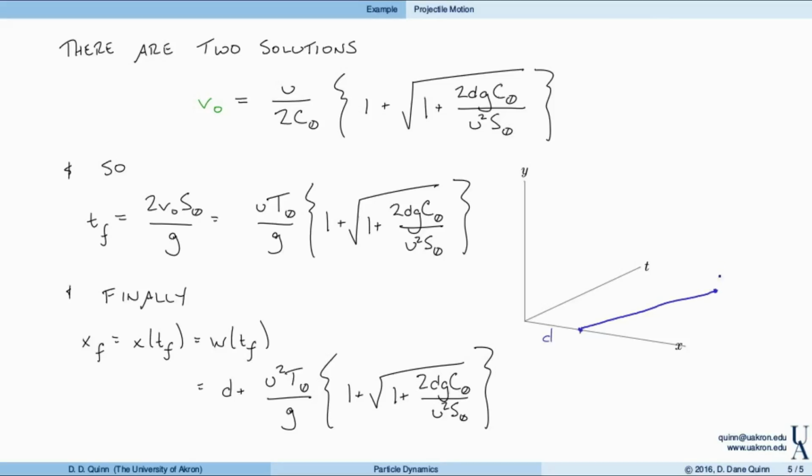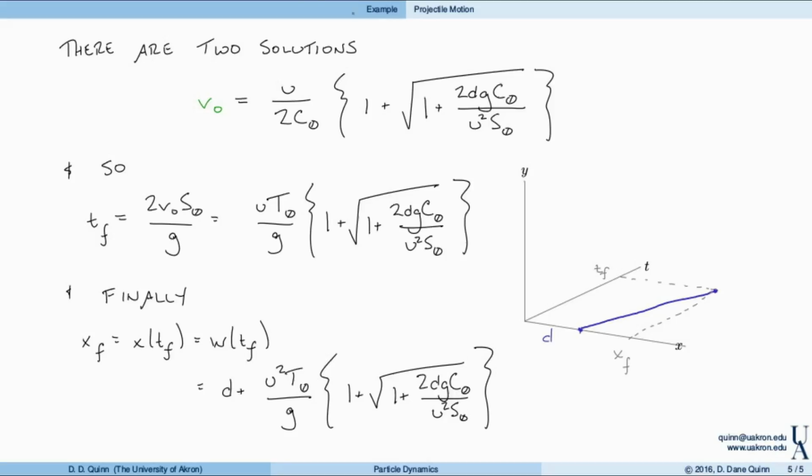So maybe this is the final time that we find. So looking at this, this would be the final time, and this would be the final value of x. And of course the final value of y is equal to 0. So this is the motion of the cart.